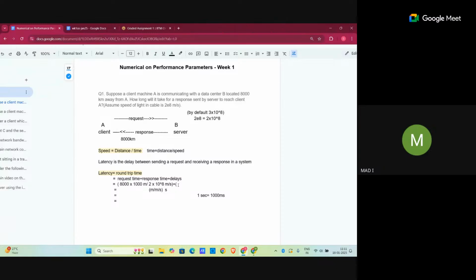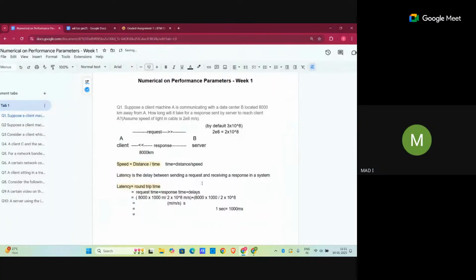So we will convert it into meters and divide by the speed. There are no additional delays. Now this will be equal to 2 into 8,000 into 1000, divided by 2 into 10 to the power 8.